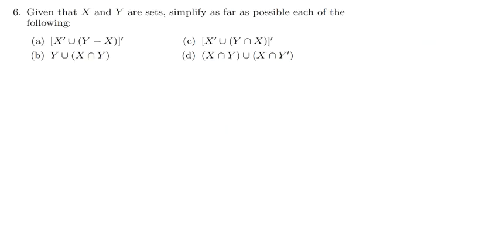I don't think this question can come, but let's do it for the sake of doing it. Given that x and y are sets, simplify as far as possible each of the following. Whenever you are trying to simplify sets, it's not complicated as long as you understand a simple principle. The first one, we know that it's going to be x complement union y, where there is minus, is going to be intersection x complement, then we bring that.